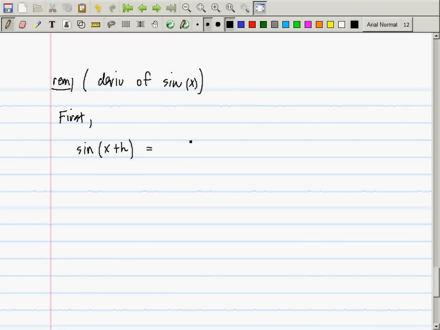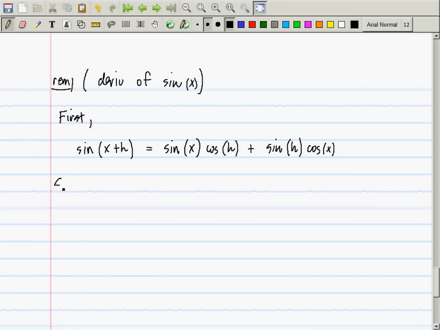And in order to deal with this, we're going to need a trig identity. Okay, so let's see if I can remember what it is. Yes, I remember. This is called the angle addition formula for sine. So it will be: sine of x cosine of h plus sine of h cosine of x. That's the angle sum formula for sine. I hope that is something that you remember. You should also take the time to remember the angle sum formula for cosine, which is similar but different.